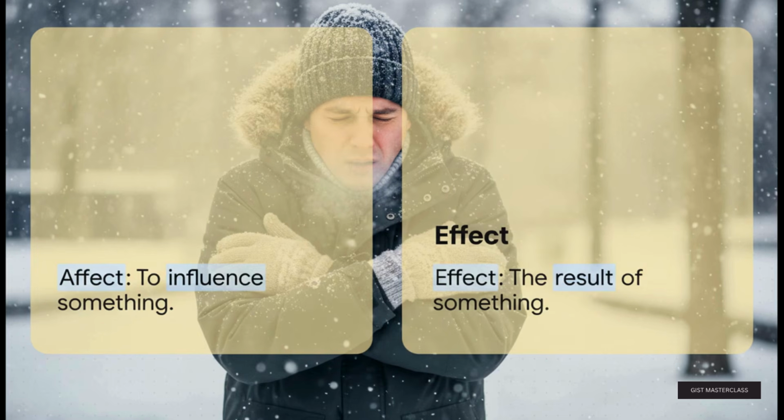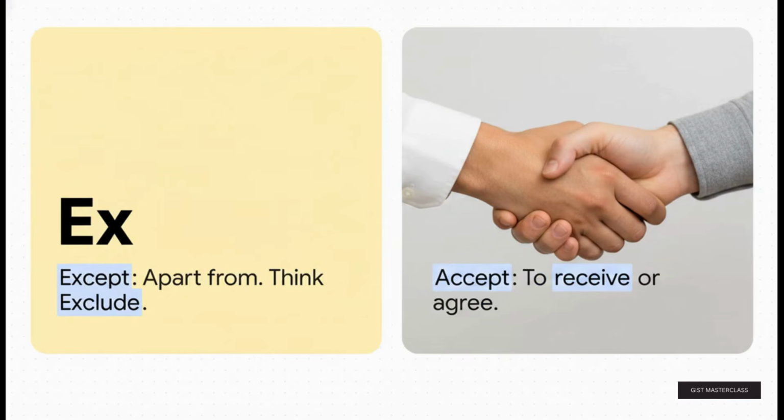But effect, spelled with an E, that's a noun. It is the end result, as in, the cold weather had a bad effect on my health. The easiest trick, just remember, action uses A, end result uses E. Simple, right? Let's see how this builds with another really confusing pair: except and accept.